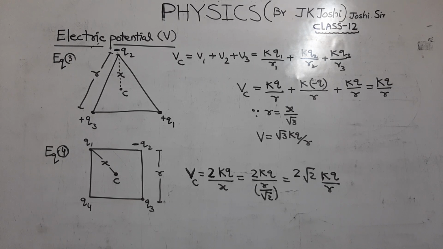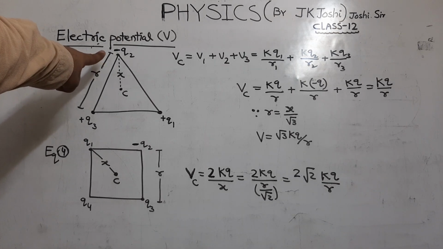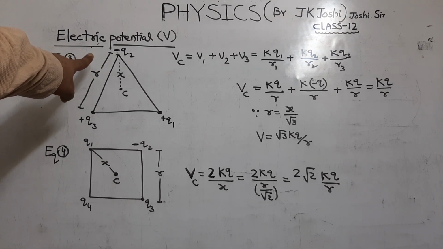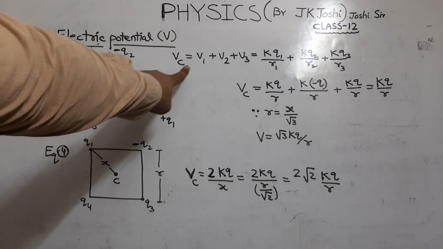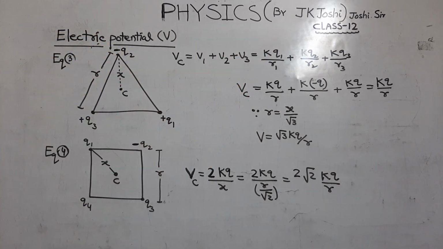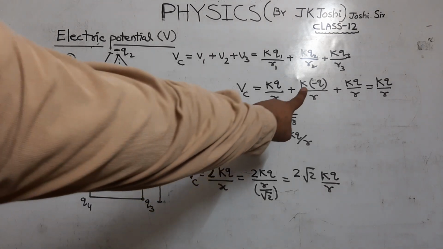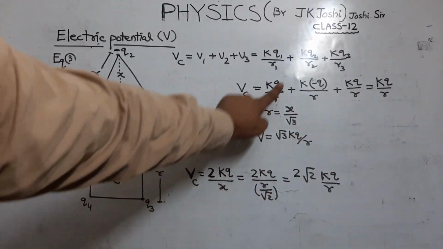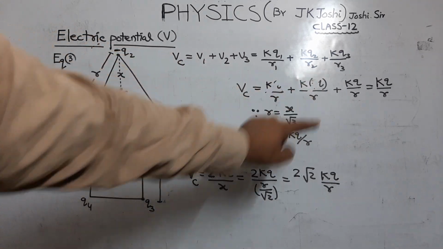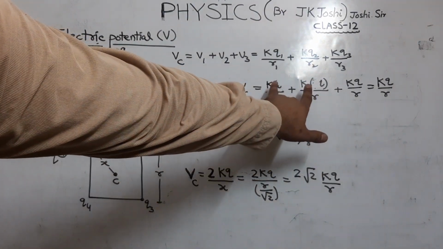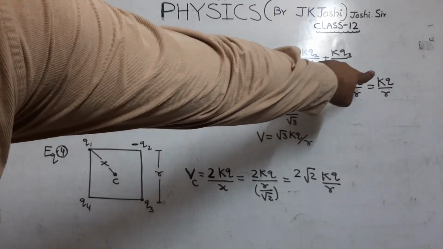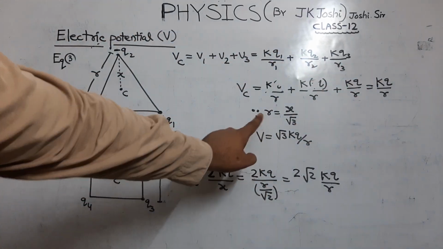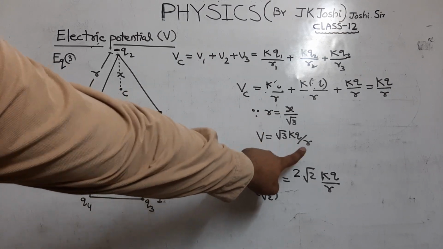In next example 3, if the charge Q2 is replaced by a negative charge, then in the calculation there is no difference; basically V1, V2, V3 are added. Similarly, KQ1 upon R1 plus KQ2 upon R2 plus KQ3 upon R3 are added. When we put the value of Q2, that is minus Q, then this quantity is cancelled with this quantity. So these two quantities are cancelled out, only one is left. So finally KQ upon R, and by putting the value of R we get root 3 KQ by R.